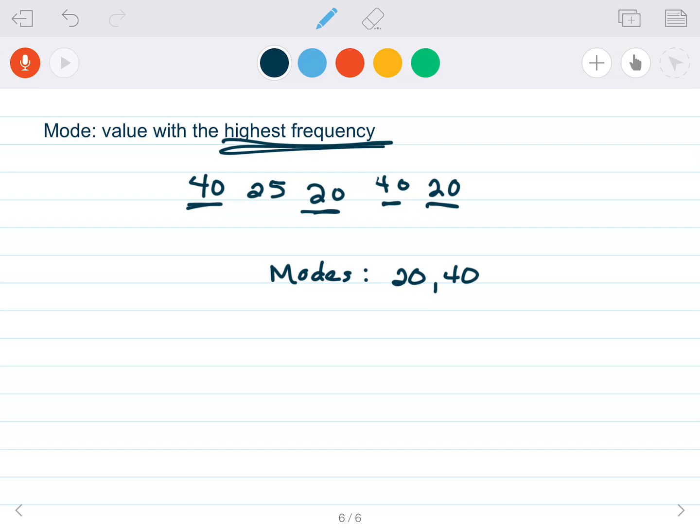Right? So if it's an overall tie, there's no mode, but if there is more than one winner in the race for the highest frequency, then yes, you can have multiple modes. All right, so there you have it. Those are the measures of center.